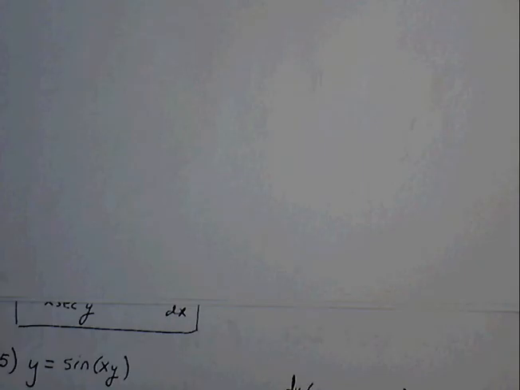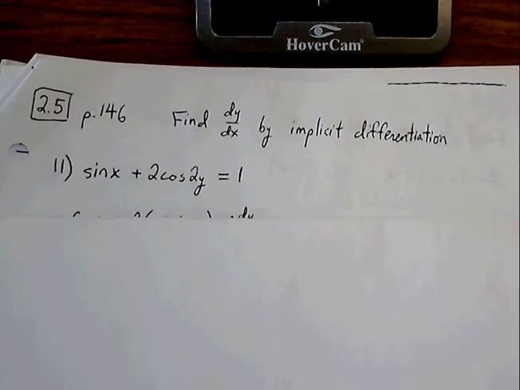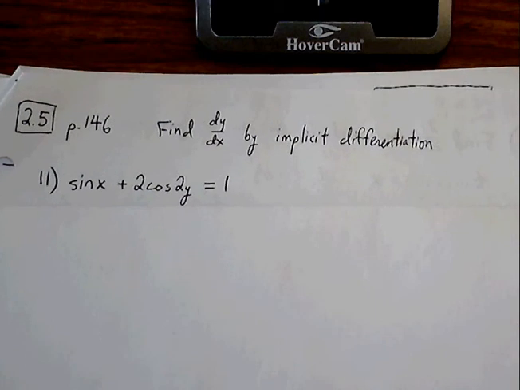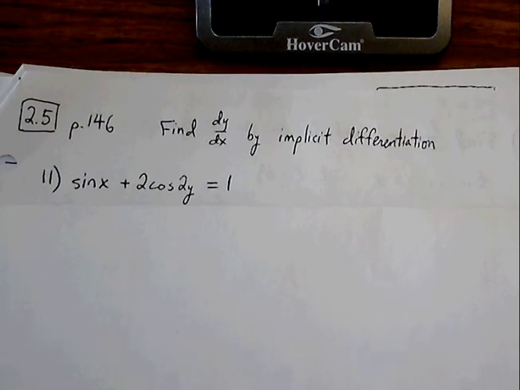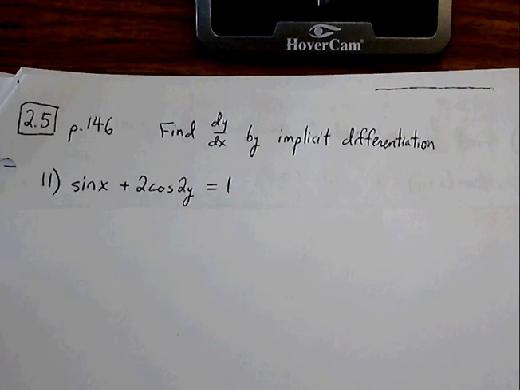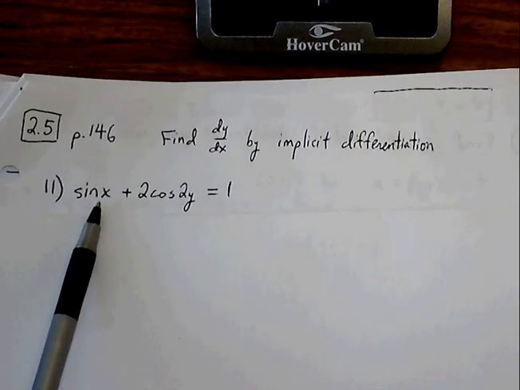Okay, section 2.5, let's look at some problems dealing with implicit differentiation. Remember, we have to apply implicit differentiation whenever we see x's and y's either mixed together or we have y's where the function is not explicitly defined. Okay, so sine of x, we find a derivative there.